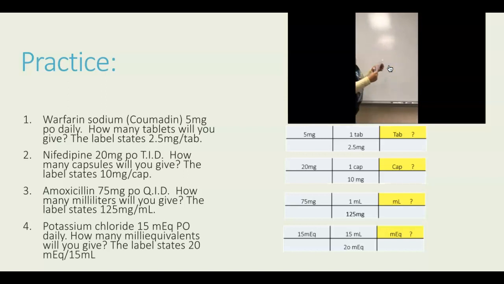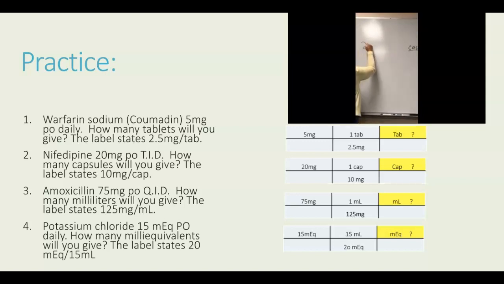All right, nifedipine, a blood pressure medication. It says 20 milligrams PO TID. How many capsules will you give? And the label states 10 milligrams per cap. So it's asking us how many capsules. Again, I need to make sure my answer ends up in capsules. I need caps up here by itself. Okay, so let's set up our problem.